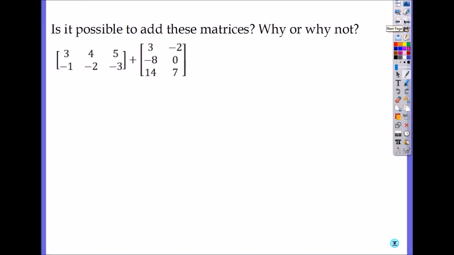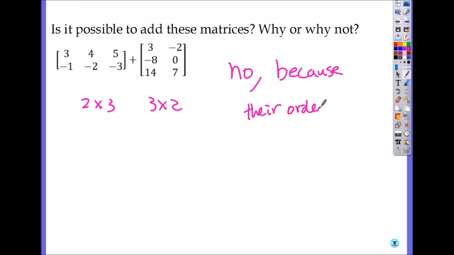So what about this? Is it possible to add these matrices? This is 2 by 3. This is 3 by 2. Are they matching? No. Why not? Because their orders are different. Or you can say they have different orders.